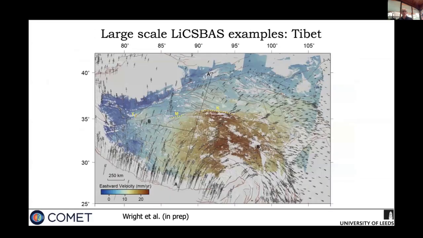An even larger example is for the Tibetan Plateau. This was the image that was up right at the beginning. So the color here represents the eastward velocity from InSAR. So again, we've done ascending and descending and decomposed. And this really involves a lot of interferograms because, well, is there a scale there? Yeah, you can see a scale bar showing 250 kilometers. So this is thousands and thousands of interferograms that have gone into making this. Or hundreds of thousands, I should say.